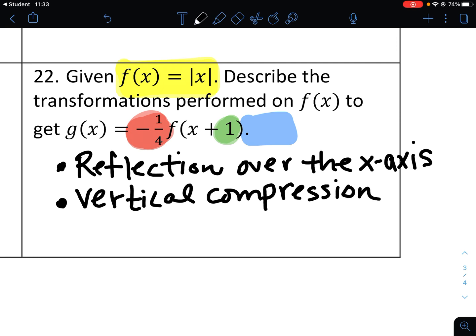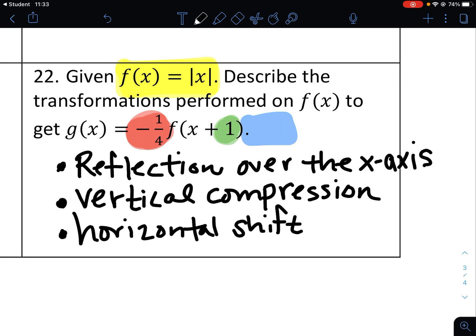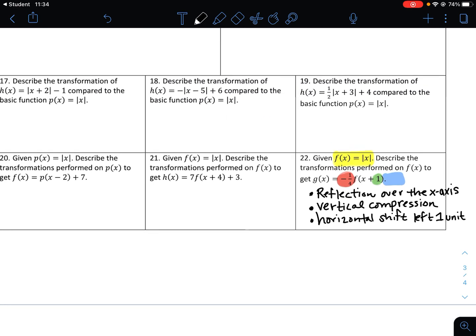And then finally, the +1 inside the parentheses, which would go inside our absolute value bars, tells me to go in the opposite, so a negative x direction, which is to the left. So we have a vertical shift. I'm sorry, it's horizontal. It's an x direction. Let's change that. A horizontal shift. So it's to the left 1 unit, because left is that negative x direction. That +1 tells me negative direction for my x values.